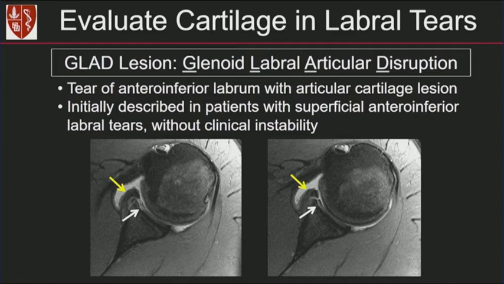So initially, this was described in patients with superficial anteroinferior labral tears without any clinical instability. But we found that these cartilage abnormalities occur with patients with instability. So we just look at the cartilage adjacent to the labral tear, report if you see any cartilage defects. So here we have an anteroinferior labral tear. Actually, it's kind of detached from the glenoid here. And then look immediately at the cartilage adjacent to it, and you can see the chondral defect. So this would be a GLAD lesion.